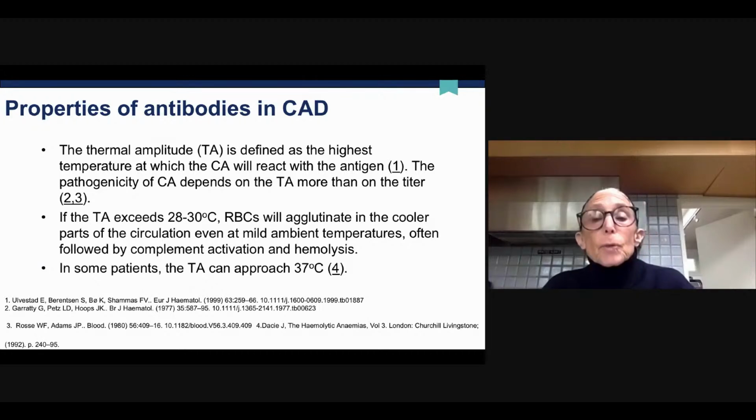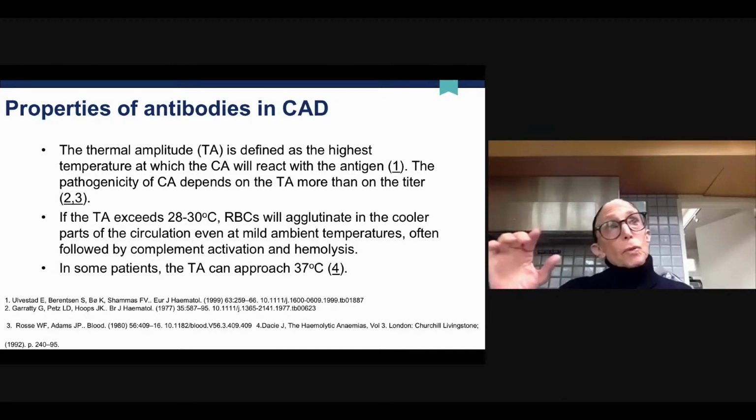The thermal amplitude is defined as the highest temperature at which the cold agglutinin will react. And the pathogenicity depends on the thermal amplitude more than it does on the cold agglutinin titer. Okay. If the thermal amplitude is over 28 degrees, the red cells will agglutinate in the cooler parts of the body, even at mild ambient temperatures. And that'll lead to complement activation and hemolysis. And some patients have thermal amplitudes that are closer to 37 degrees. So it does vary extensively.